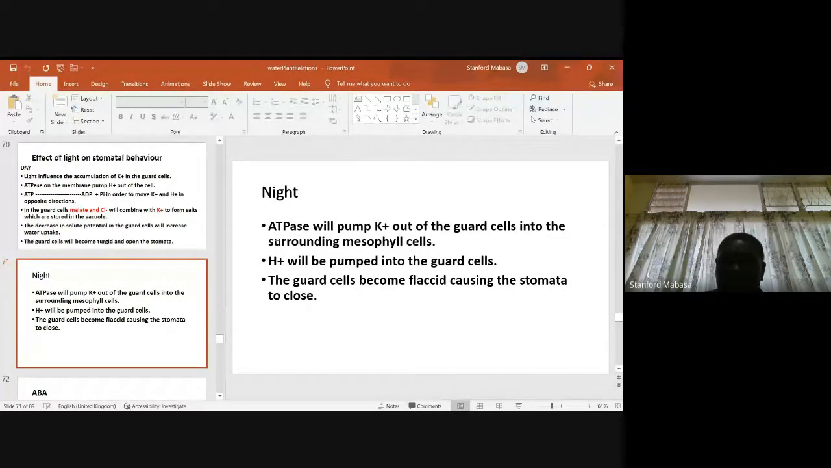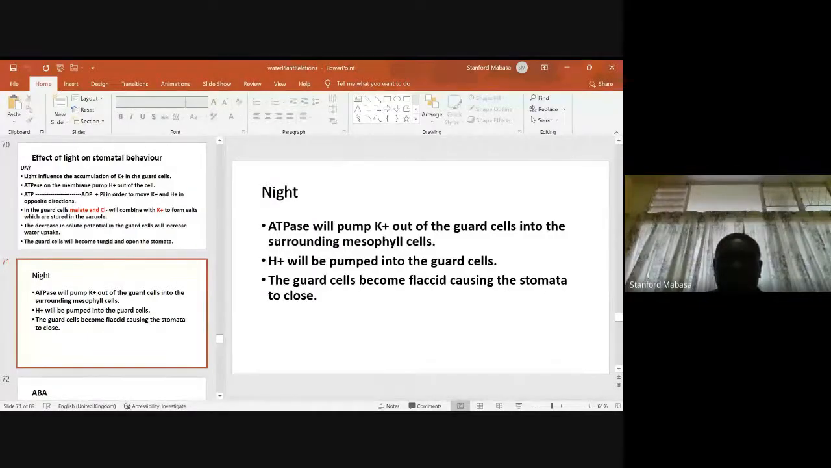The water potential in the guard cells is higher than what is in the surrounding cells. So water will move out of the guard cells, and the guard cells become flaccid. Thus, they will close the stomata. So this is how the stomata is closed during the night.